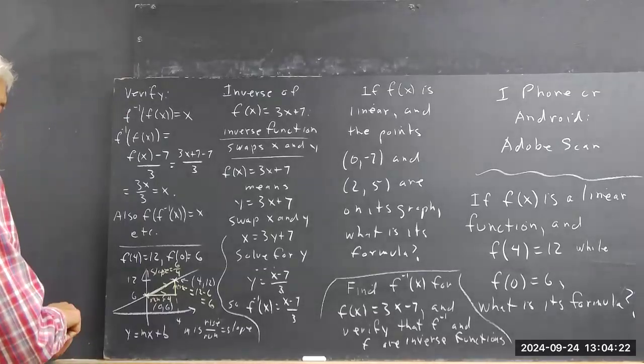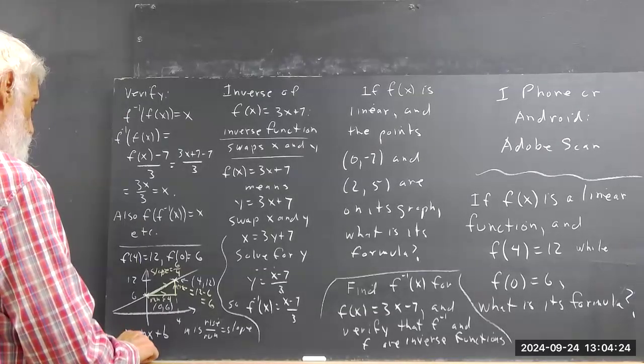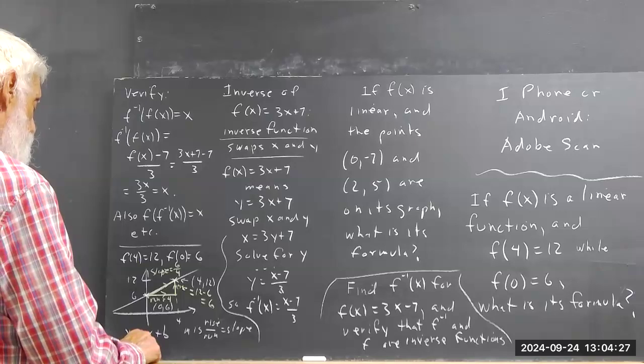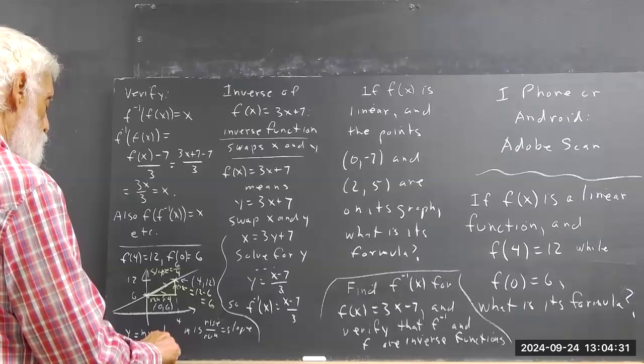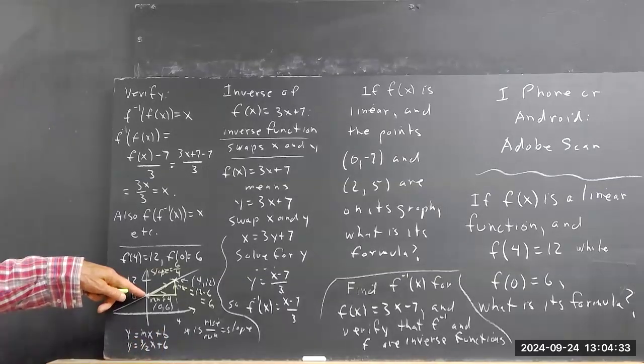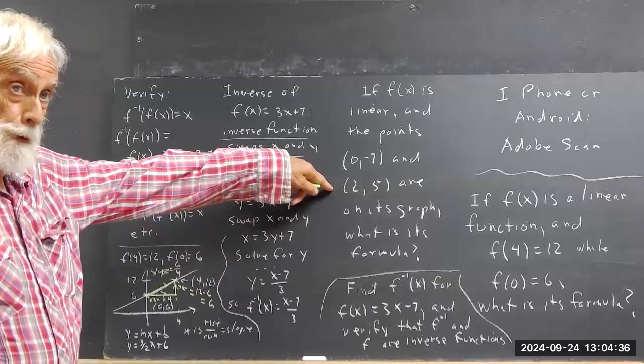So we get y equals 3 halves x, and the y-intercept is 6. I gave you the y-intercept, and I gave you the y-intercept here.